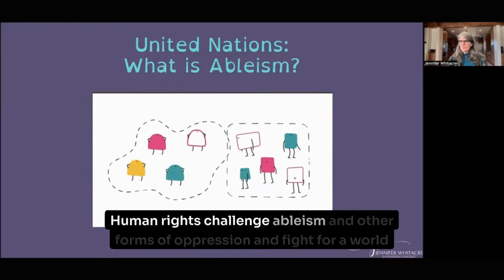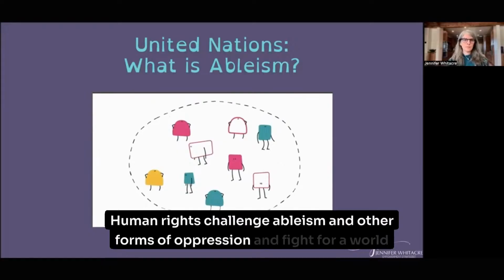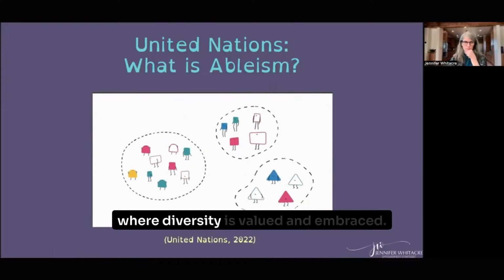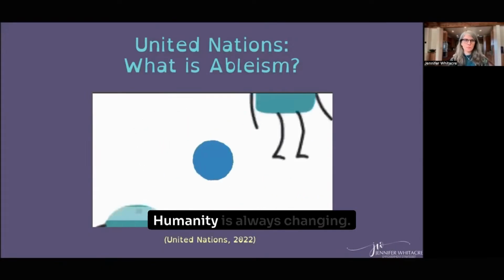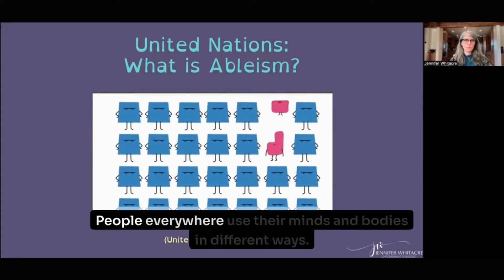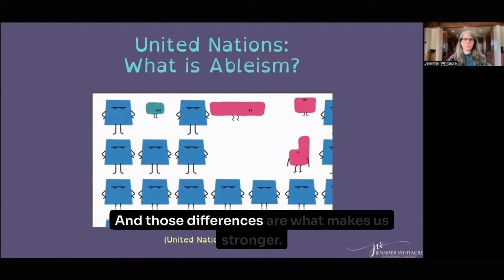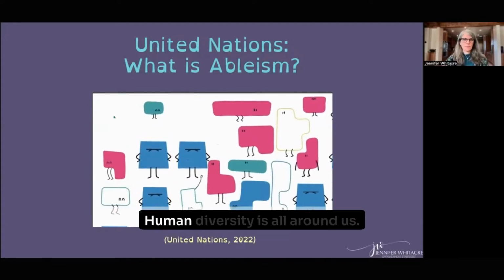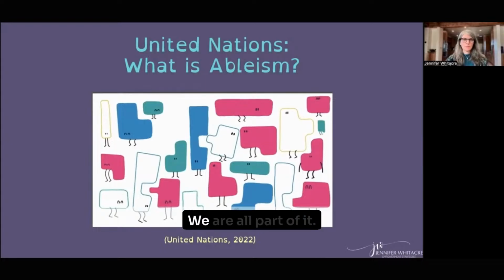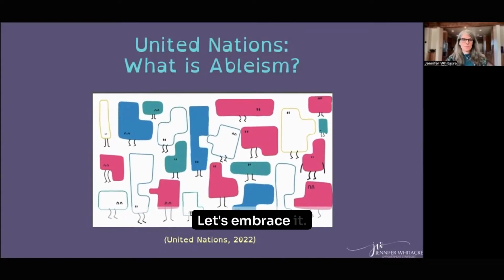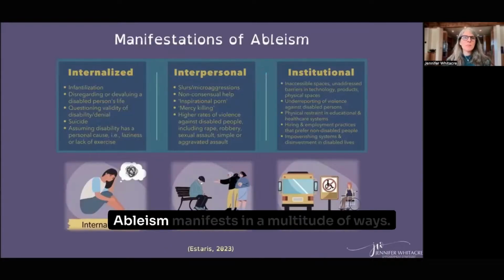Human rights challenge ableism and other forms of oppression and fight for a world where diversity is valued and embraced. Humanity is always changing. People everywhere use their minds and bodies in different ways, and those differences are what makes us stronger. Human diversity is all around us. We are all part of it. Let's embrace it. Ableism manifests in a multitude of ways.